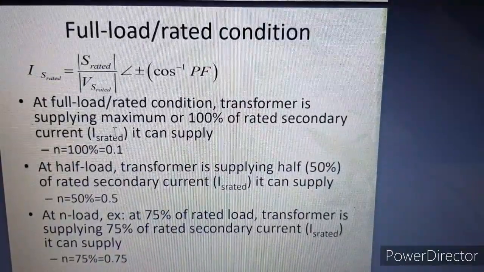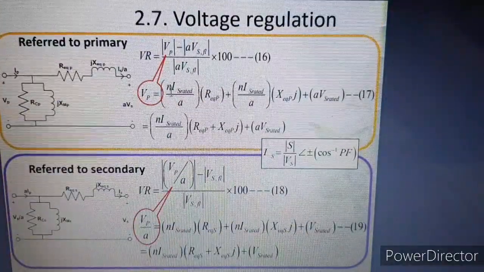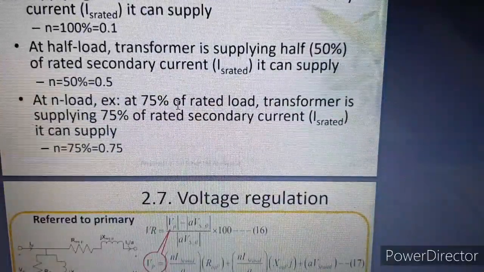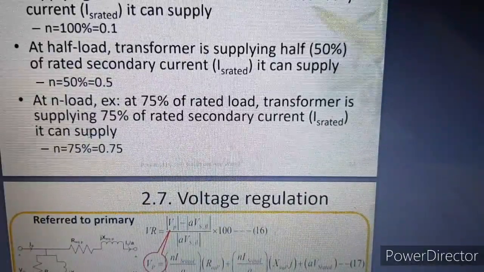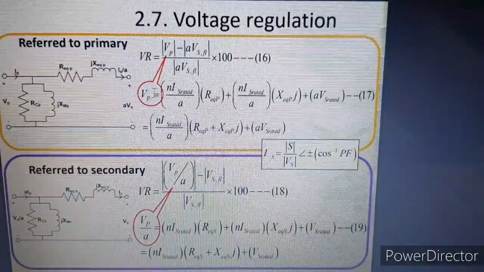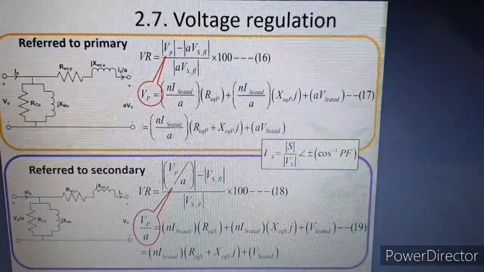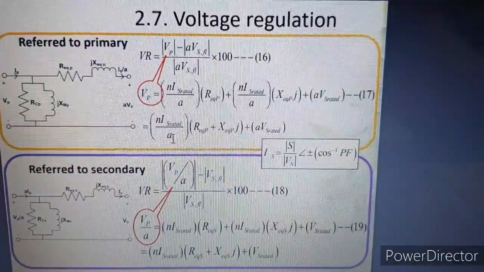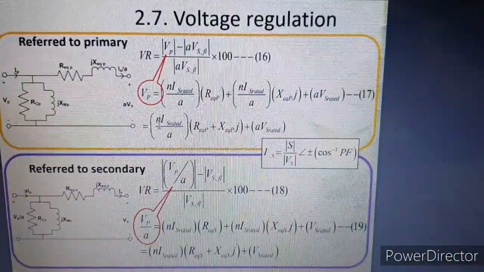So if it's operating at full load, N equals 1, so it has no effect. But if, for example, your transformer is operating at 75%, your N now becomes 0.75. In other words, at that stage, only 75% of your Is rated calculated from this formula is supplied to your load. So in the KVL, you need to insert the N, right?